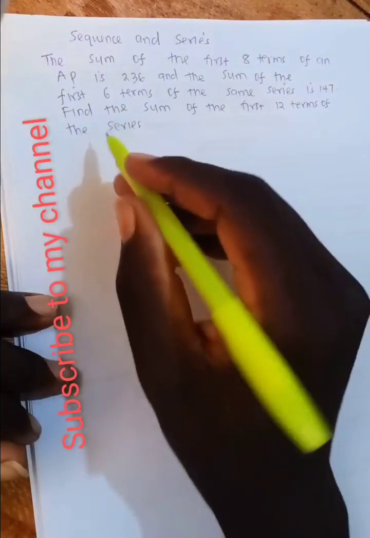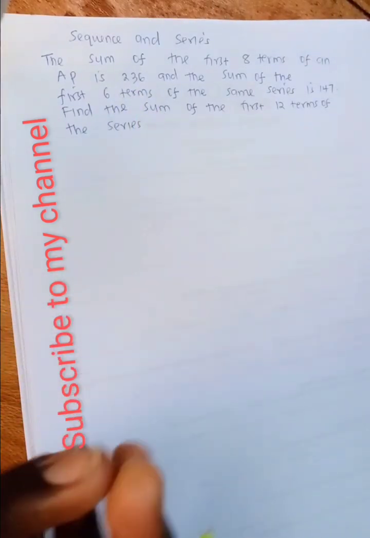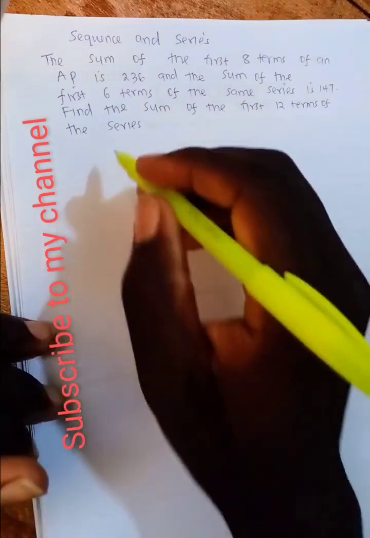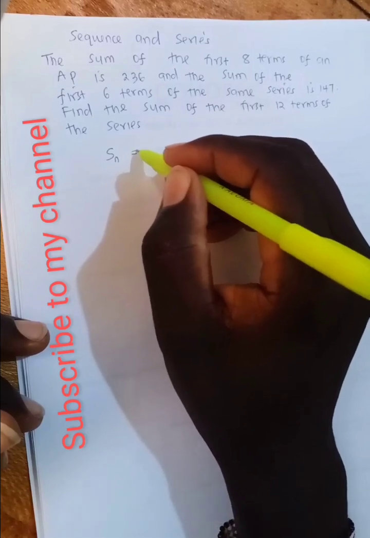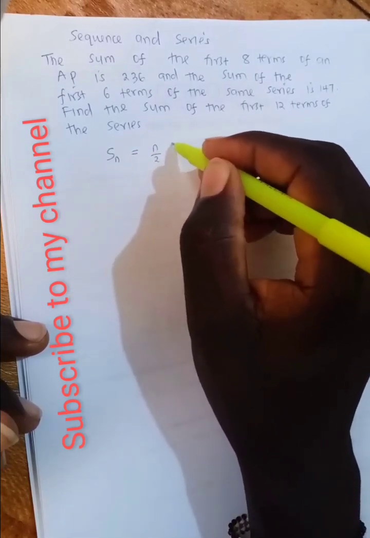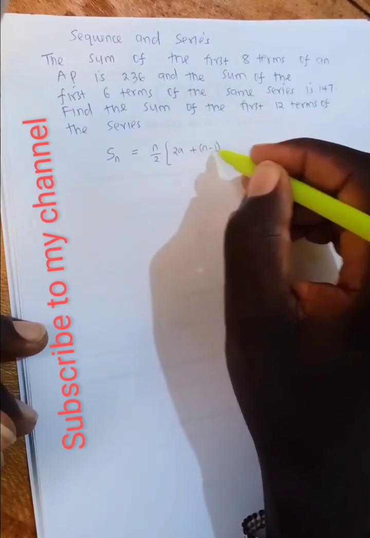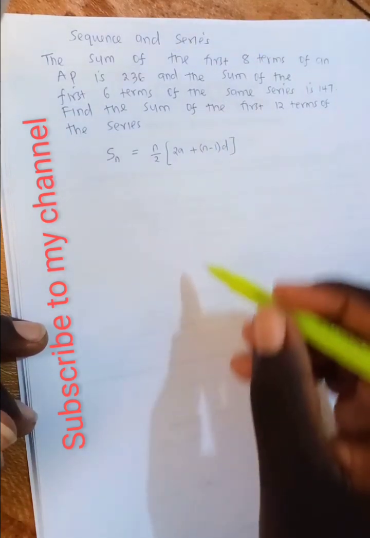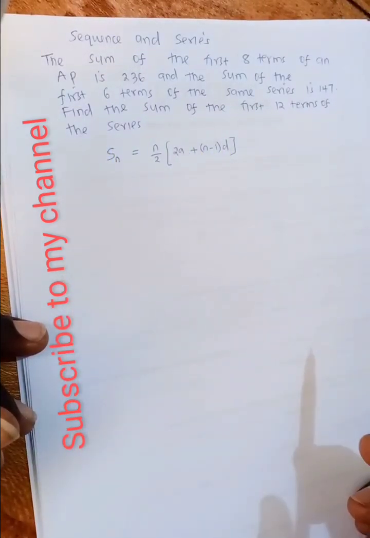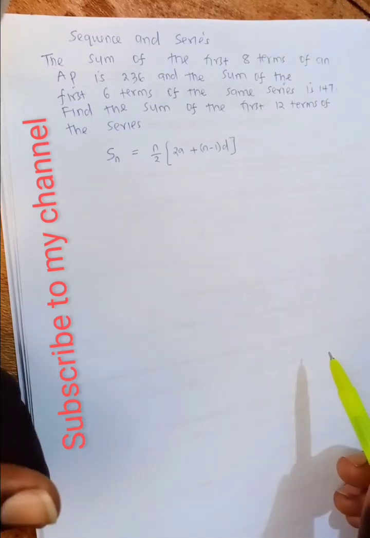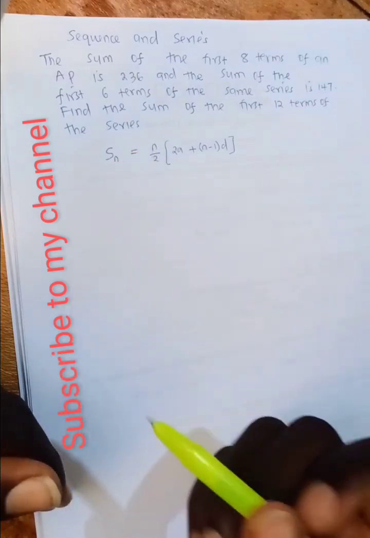The formula for finding the sum of n terms of an arithmetic progression is S subscript n equals n over 2 into, open bracket, 2a plus n minus 1 times d, then close the bracket. So this is the formula for finding the sum of n terms of an arithmetic progression, and this is the formula that we are going to use in this question.